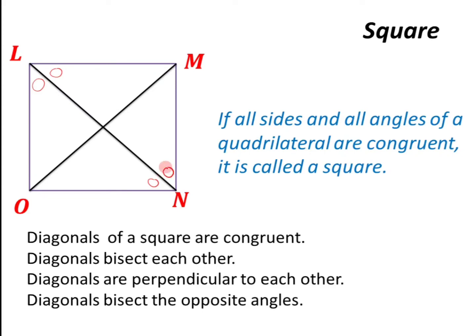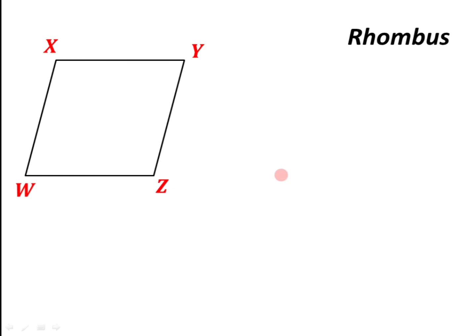In this way, the next property holds that diagonals of a square bisect opposite angles. The same property is there for the other diagonal also, that is, diagonal OM also bisects the opposite angles. The next type of quadrilateral is a rhombus. Suppose there is one quadrilateral given, we'll name it as quadrilateral XYZW.